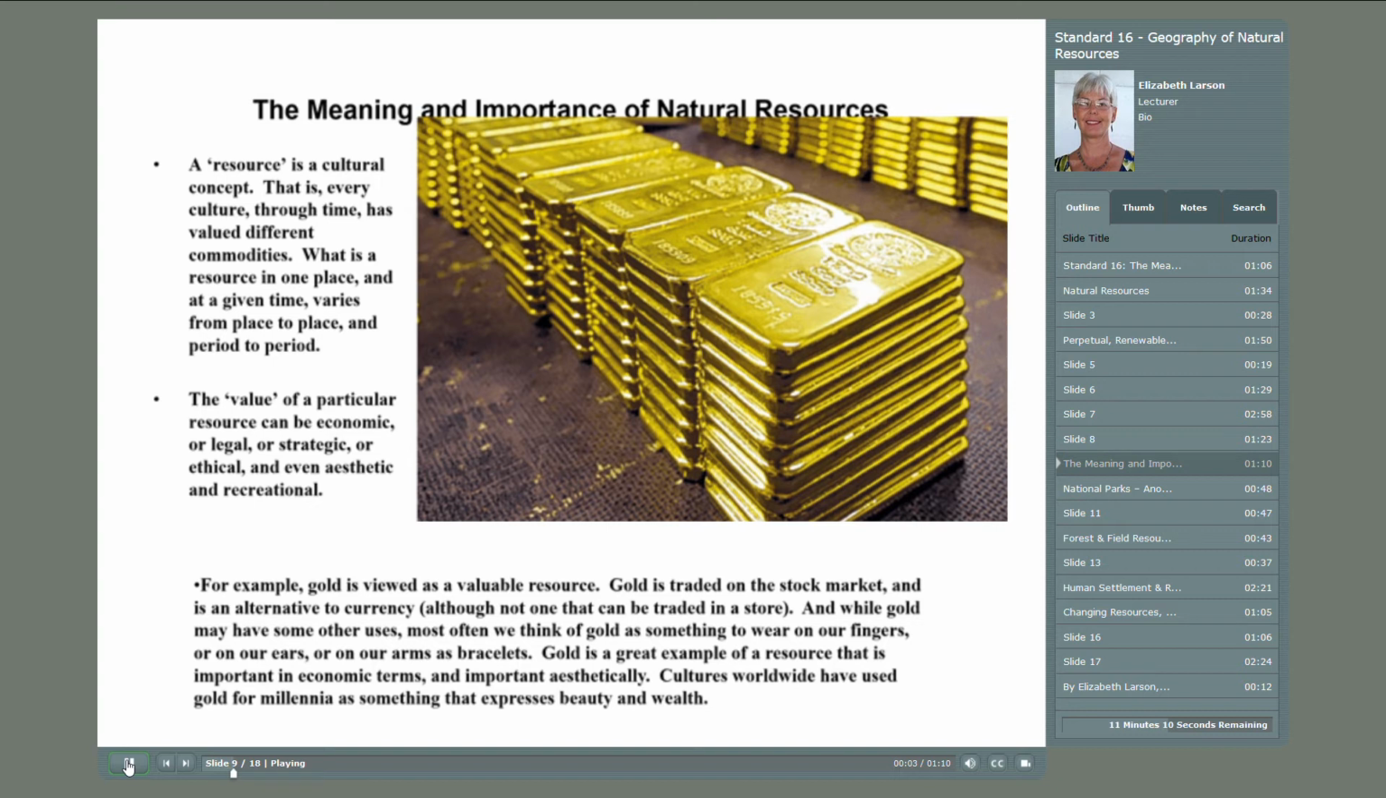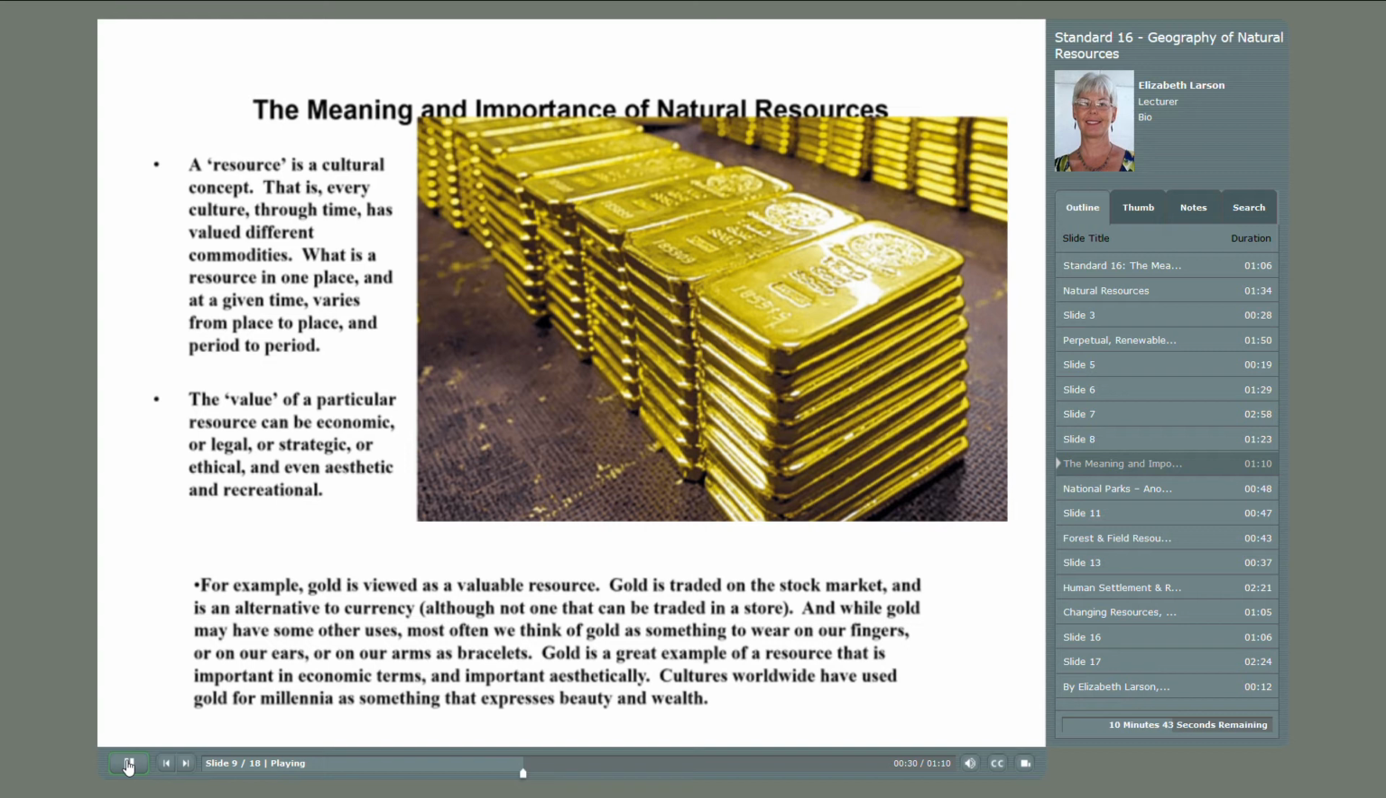A resource is a cultural concept. That is, every culture, through time, has valued different commodities. What is a resource in one place and at a given time varies from place to place and period to period. The value of a particular resource can be economic, or legal, or strategic, or ethical, and even aesthetic and recreational.